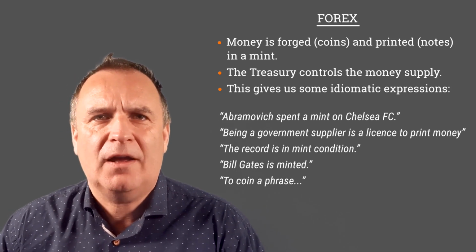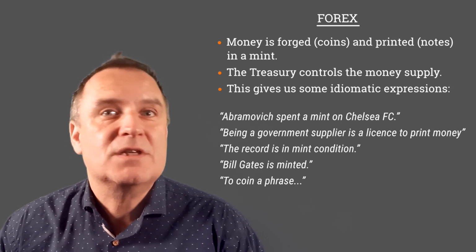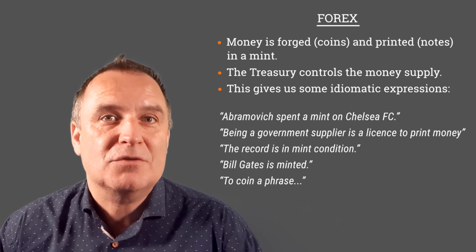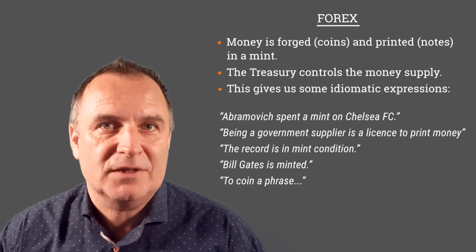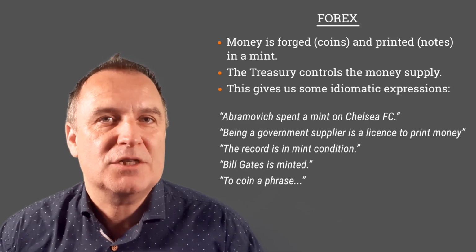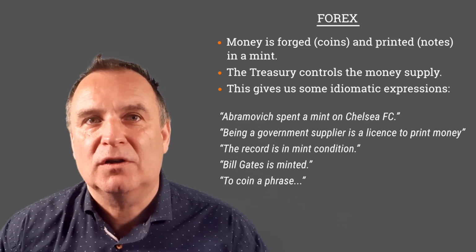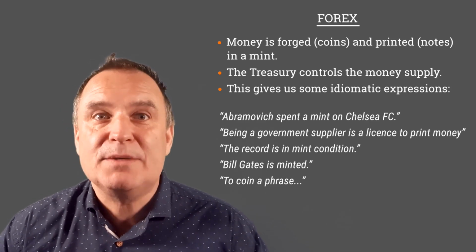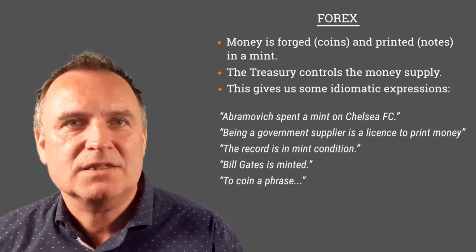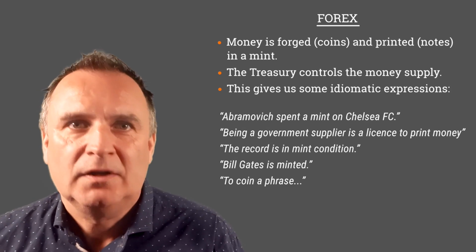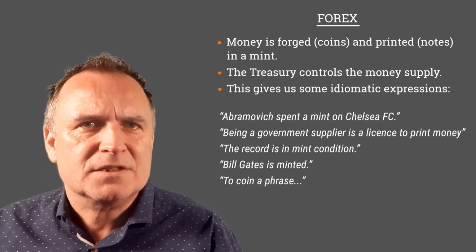Being a government supplier is a license to print money. Of course, if you want to create currency, you need government authority, some kind of license to do this. So we also use that expression if you have a really excellent business plan or business model that enables you to make easy profits. We say it's a license to print money. Any enterprise that's extremely profitable, that makes lots of money, you can say this is a license to print money.